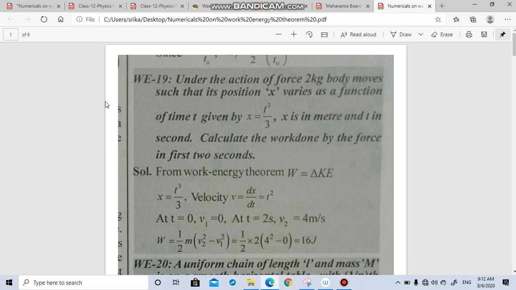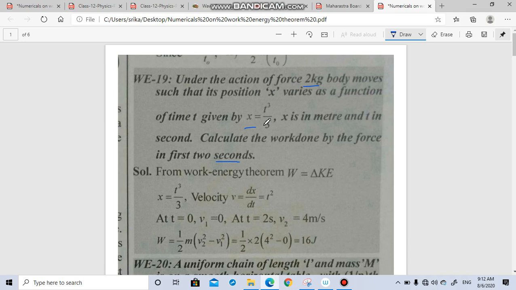So in today's session, let us see some numericals on the work energy theorem. Under the action of a force, a body of mass 2 kg moves such that its position x varies as a function of time, given by x is equal to t cube by 3, where x is in meters and t is in seconds. Calculate the work done by the force in the first 2 seconds.